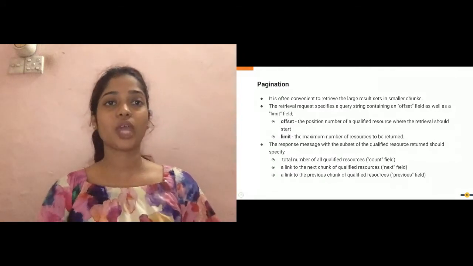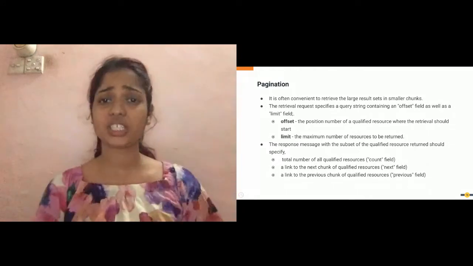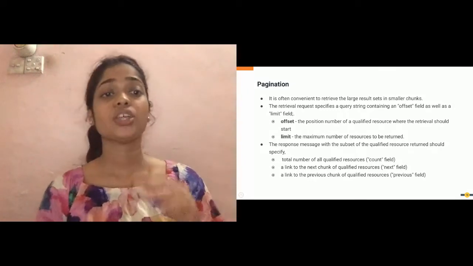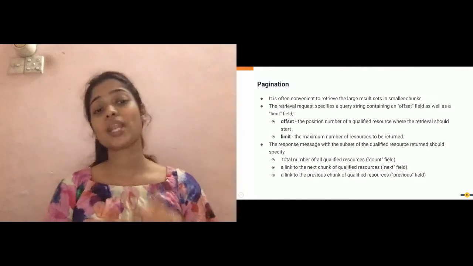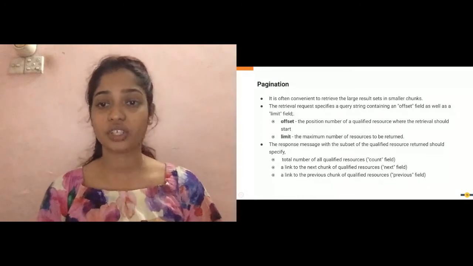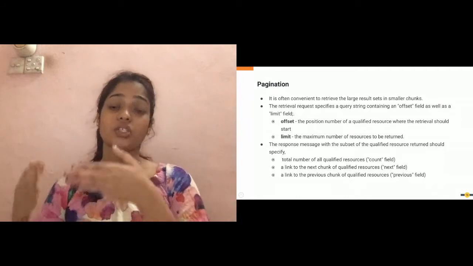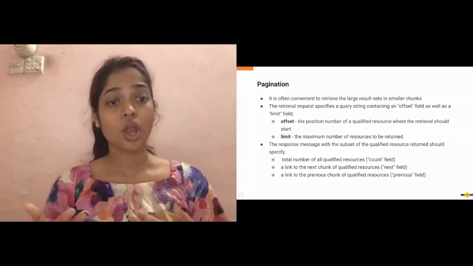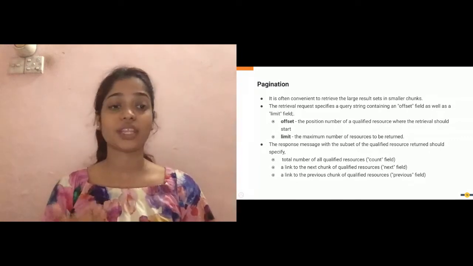So now let's have a look at pagination. It is often convenient for us to retrieve large result sets in smaller chunks because it's easier for us to read, process, and understand. So the retrieval request specifies a query string that contains an offset field as well as a limit field. The offset field defines the position number of a qualified resource where the retrieval should start, and the limit field defines the maximum number of resources to be returned. For example, if you've set offset 3 and limit 3, it will start with the third resource and only give us 3 resources because we have specified the limit as 3.